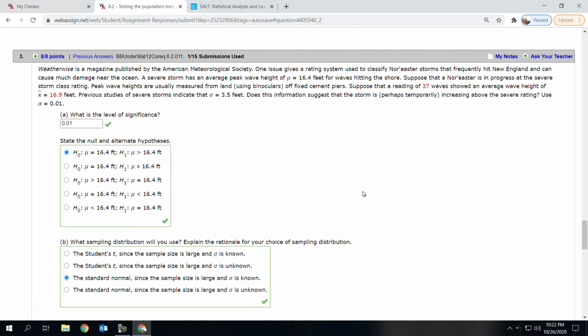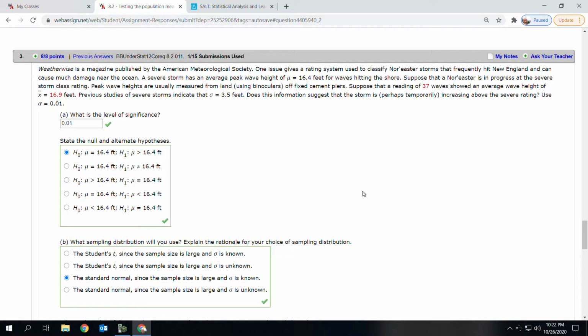One issue gives a rating system used to classify nor'easter storms that frequently hit New England and can cause much damage near the ocean. A severe storm has an average peak wave of mu equals 16.4 feet for waves hitting the shore. Suppose a nor'easter is in progress at the severe storm class rating. Peak wave heights are usually measured from land using binoculars off fixed cement piers.